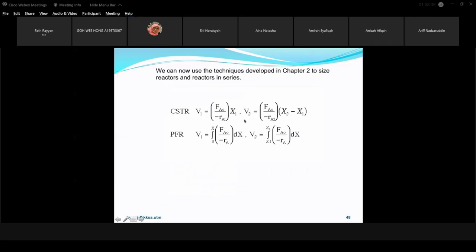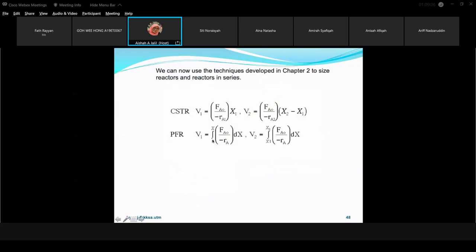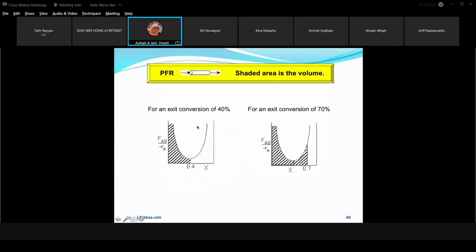We can now use the technique developed in chapter 2. Chapter 2, this is for the CSTR. The CSTR is the area of the rectangle, and for the PFR it is the area under the curve. This is length times width. This is from chapter 2, the shaded area, and for the PFR it is under the curve.